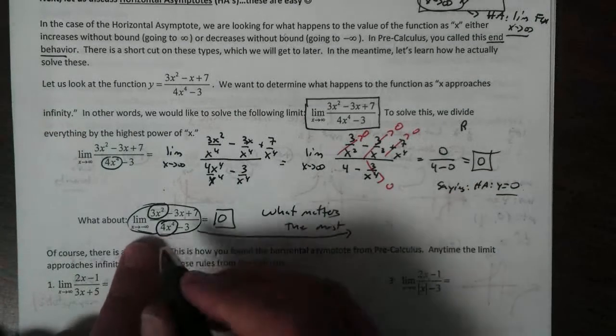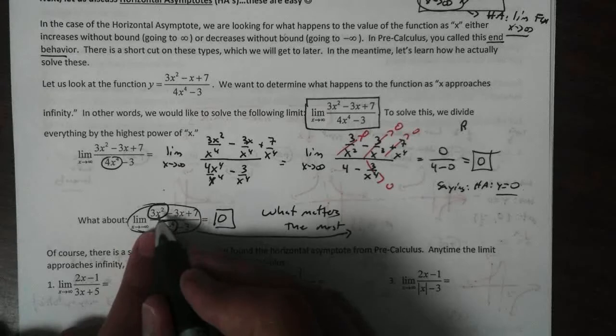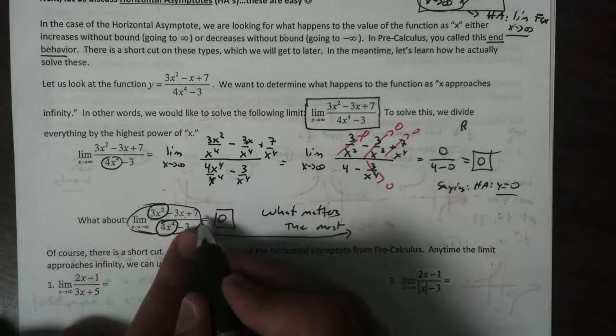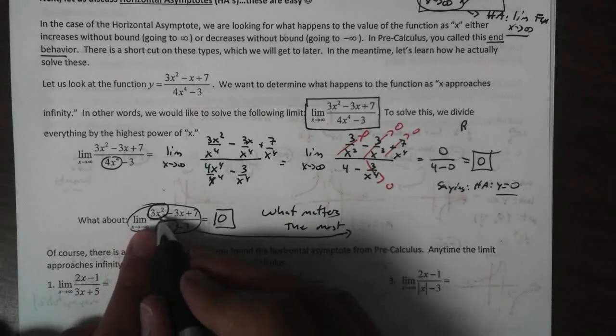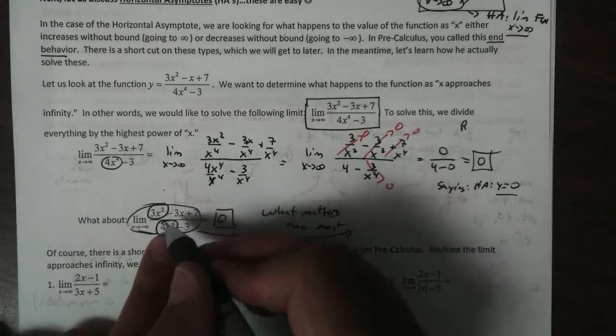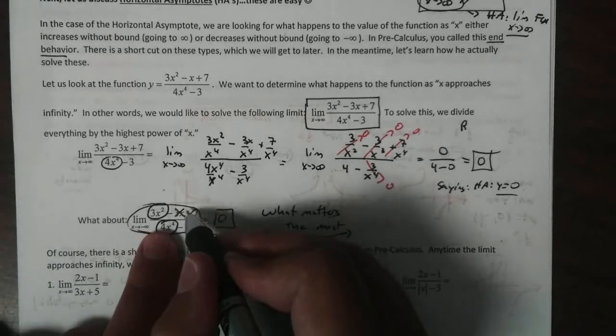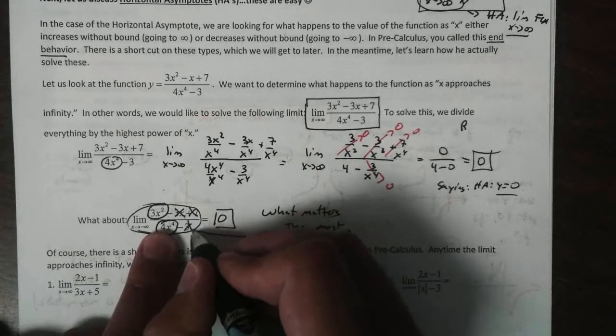Another way to look at it: as x gets really large, here we have x squared, here we have x, here we have 7. As x gets really large, which one of these would grow the fastest? This 3x squared, which is why it becomes a parabola. Those get knocked out. That gets knocked out.